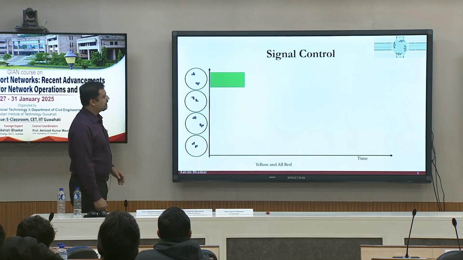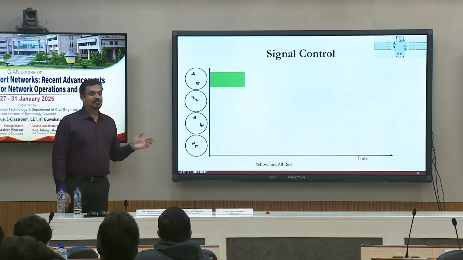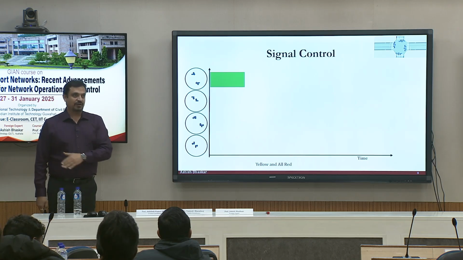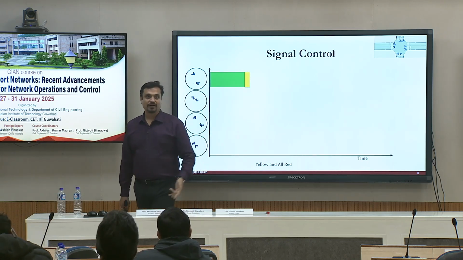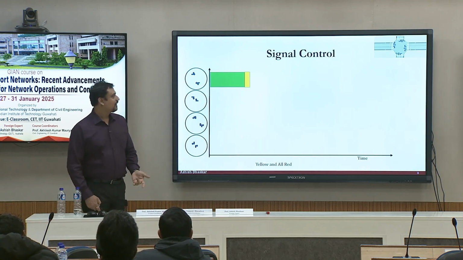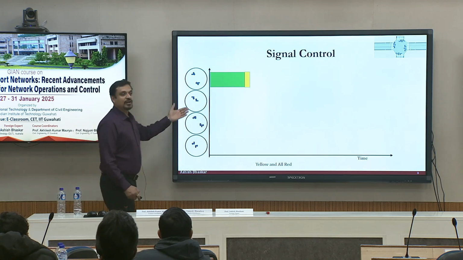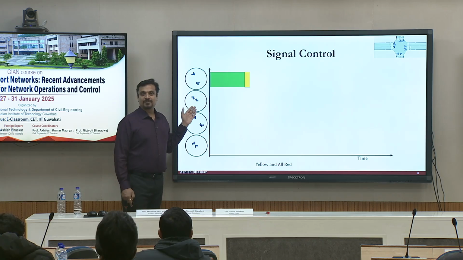Then after this, I will not straight away jump to another approach and give a green to that one. I might like to give some warning to this person: look, the green is about to end. That's the yellow time I'm going to specify. Then I'm going to give a green to the other approach.